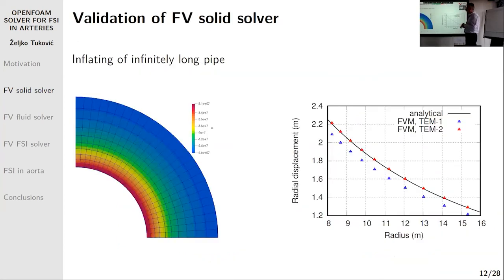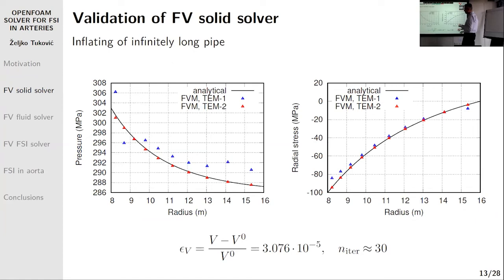So here I show a simple validation on a simple case of inflating an infinitely long pipe, which is actually relevant for aorta deformation, where the deformation is also dominantly in a radial displacement. You can see the difference between these two methods of enforcing the traction boundary condition. The second one, which uses conservative displacement at the cell faces, is much better. The difference is even more pronounced if you look at the pressure. You see how pressure is scattered around the analytical solution.